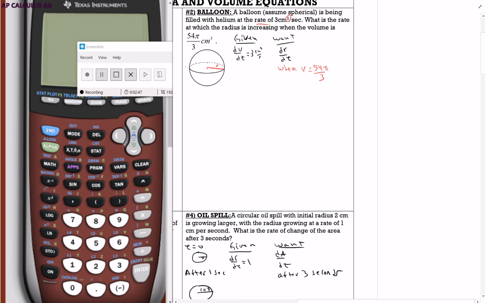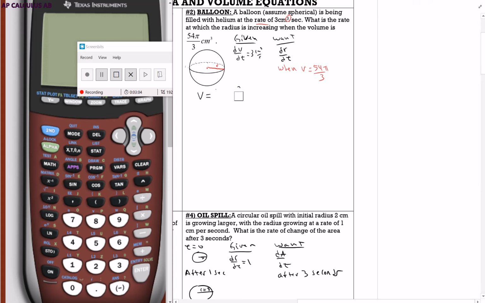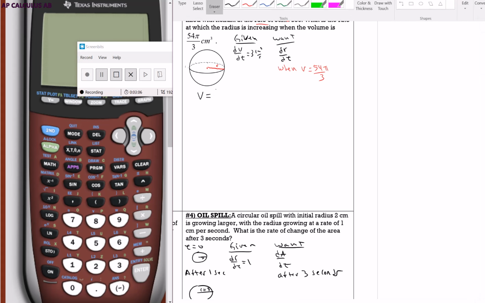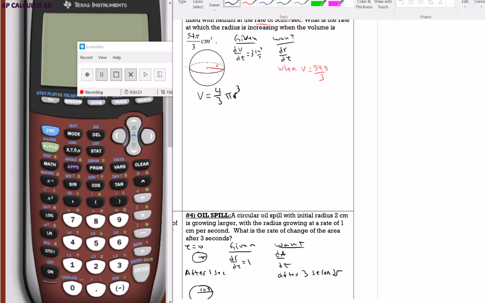because we want dr dt and I'm given dv dt, I need a volume equation. So our volume is going to be 1/3 pi r squared. Oh, sorry, I'm doing cone. So we're doing 4/3 pi r cubed. This is the equation for a sphere. We want dr dt, so we need to take the derivative because there is no dr dt right now. So the way we get that is by taking the derivative.